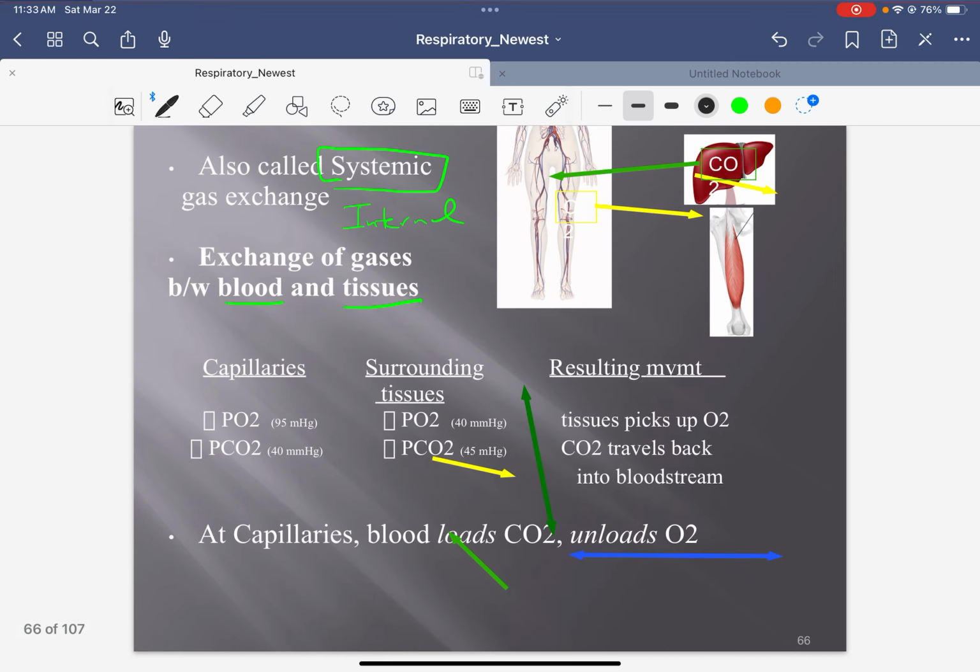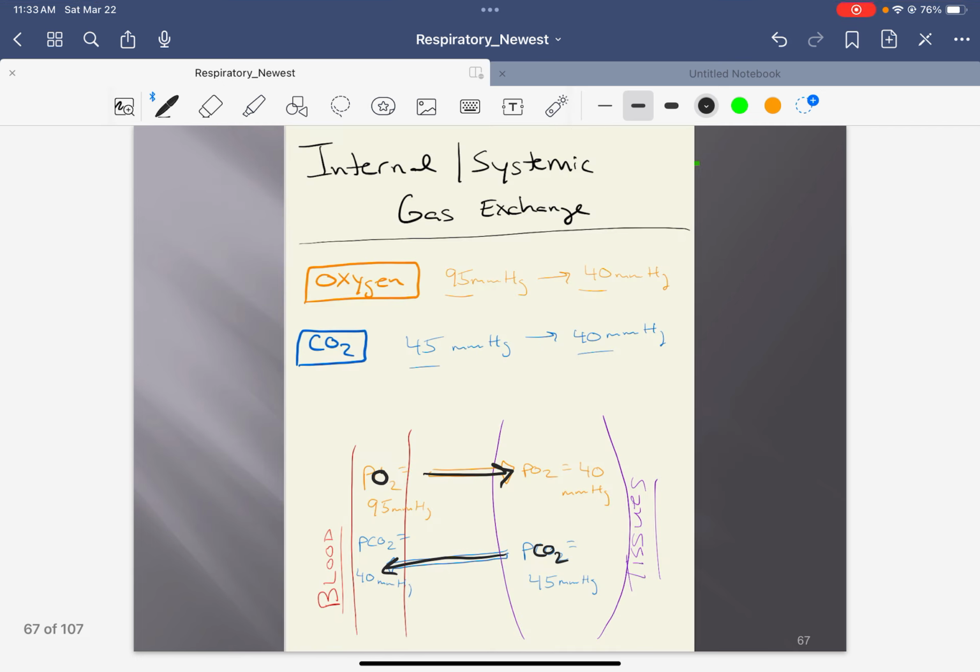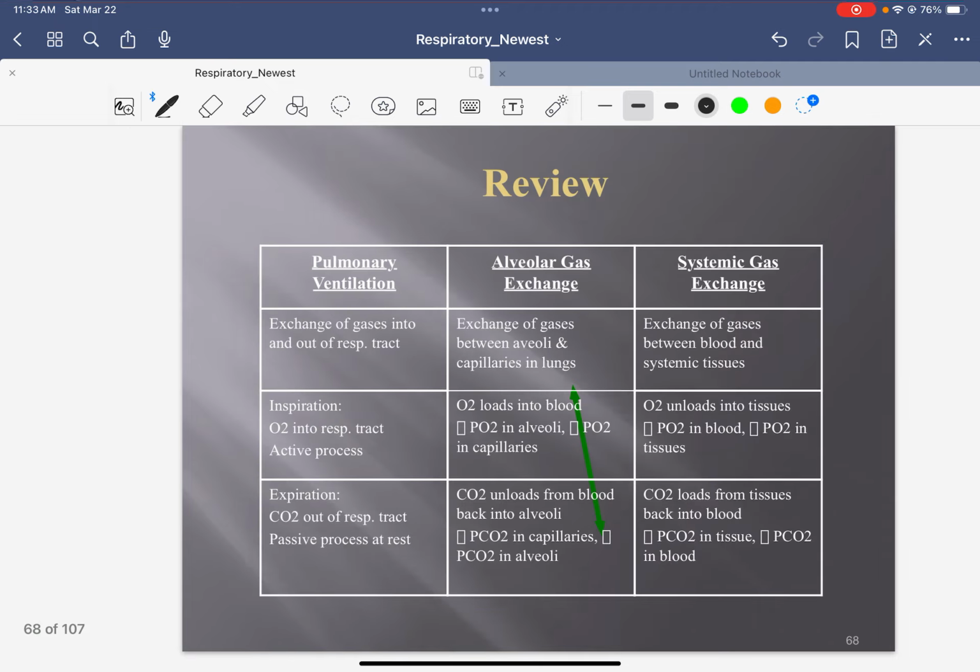As you look through these PowerPoints, and I apologize for all these arrows, you might see this terminology, loads or unloads. I am not going to use those because I find them to be confusing. I prefer to talk about how things are moving from where to where. For example, internal or systemic gas exchange between the blood and the tissues: oxygen moves from the blood into the tissues, and CO2 moves from the tissues back into the blood. That's how I prefer to talk about it, not loads or unloads.